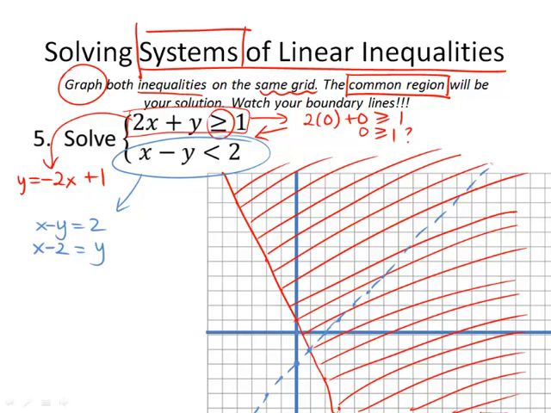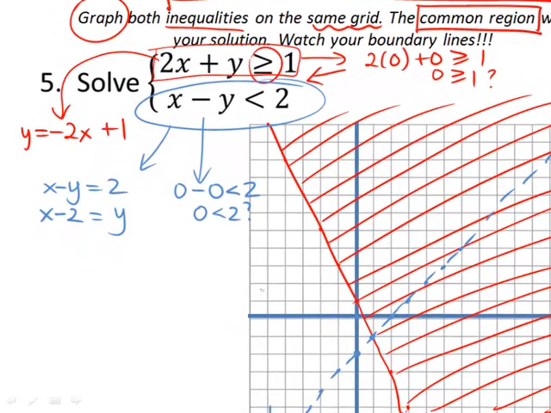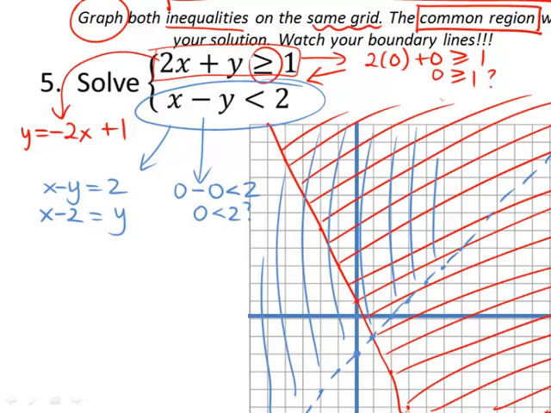And let's check whether we shade in the top half or the bottom half. So always look at the original equation when putting in your point. So let's check 0, 0. Plug in zeros for your variables to check if this point works. Is 0 less than 2? Yes, it is. So we're going to shade in all of this top part here.